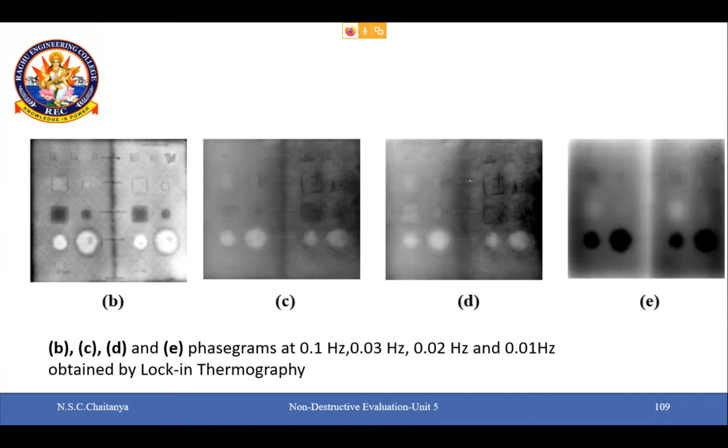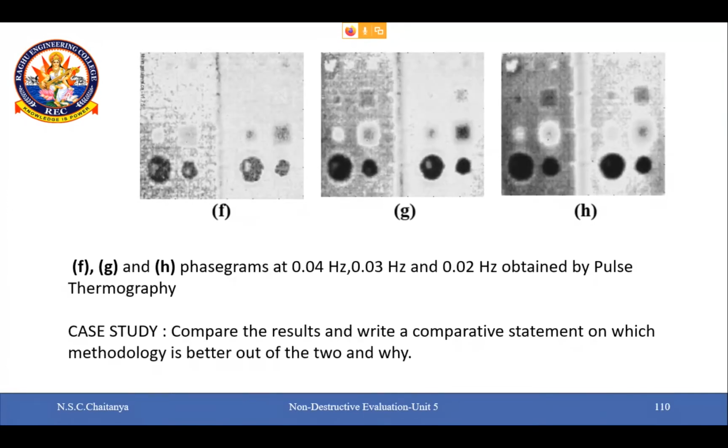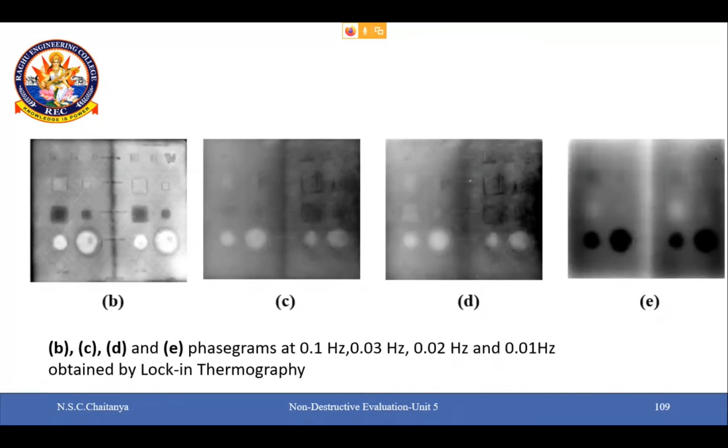pulse thermography. So the case study here is that I want everybody to compare the results and write a comparative statement on which methodology is better in identifying the defects out of these 2 methods, that is pulse thermography and lock-in thermography, and why we can say that this type of test is better. I'm going to go back once again. I've gone back to slide number 108. I've given you a specimen and I've given you the test results as well. I just want you to compare these 2 results and come out with your own report. Okay, so I hope everybody will be doing this small case study.